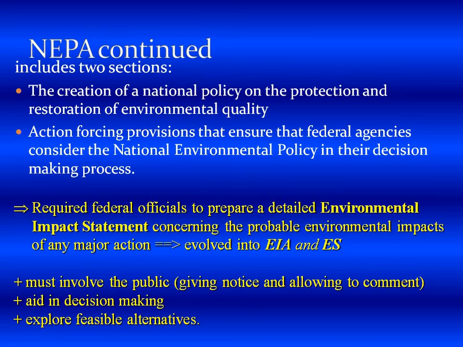There are two sections. One is for the creation of such policy, and the second is enforcing actions under such policies. Then it requires federal officials to prepare a detailed environmental impact statement. So it involves two things: EIA and ES. Environmental assessment, then a statement based on the assessment. So the probable environmental impact for any major action is evaluated in the EIA and ES, the environmental impact assessment and environmental statement.